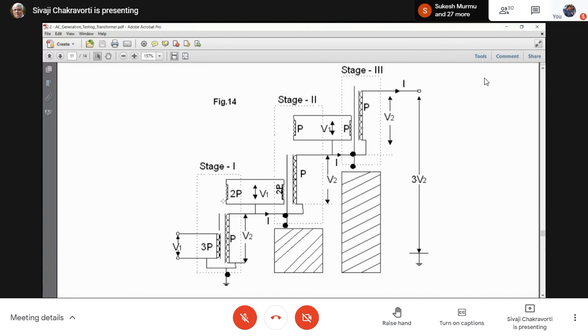Okay, so I understand. And if I use the identical transformer, that means not 3P, 2P, P, I use 3P all the way, then it becomes 9P. Then this utilization becomes 33%. Yes, that's what I was trying to say.